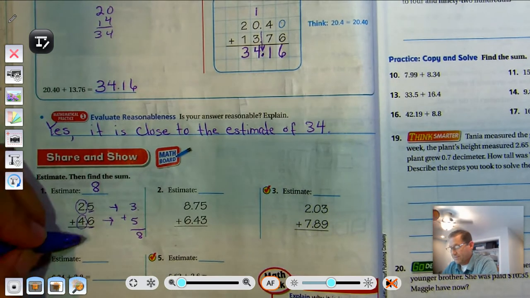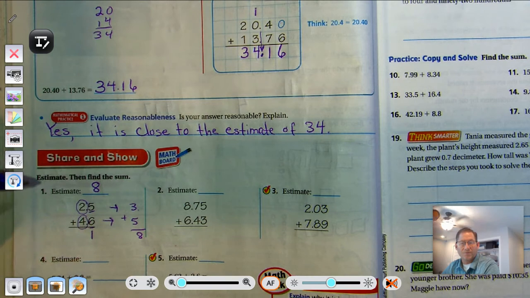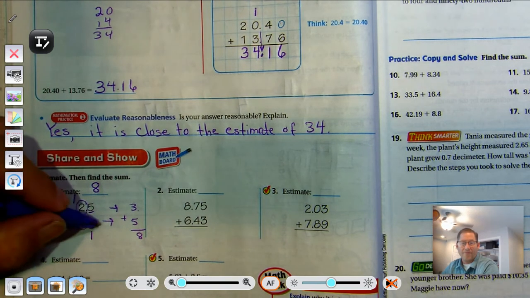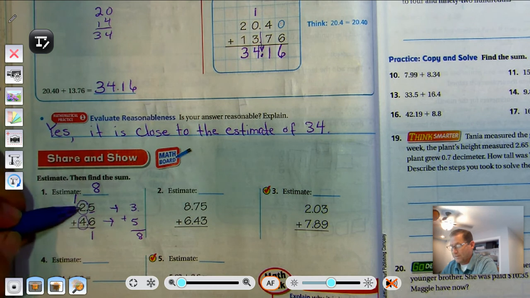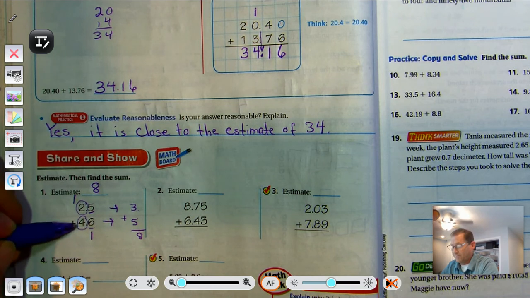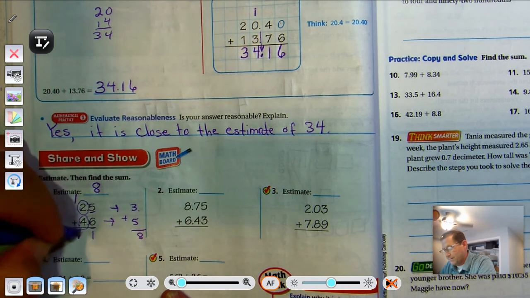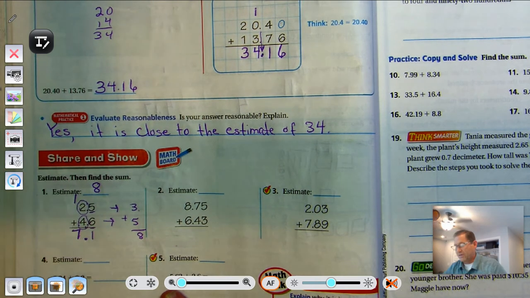6 tenths and 5 tenths is 11 tenths. Regroup that as 1 whole and 1 tenth. Add the ones and the regrouped ones. 4 plus 2, 6, right? And 1 more, 7. Make sure you put the decimal in between.